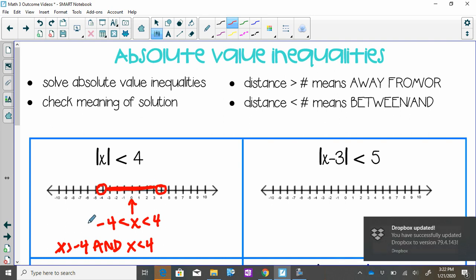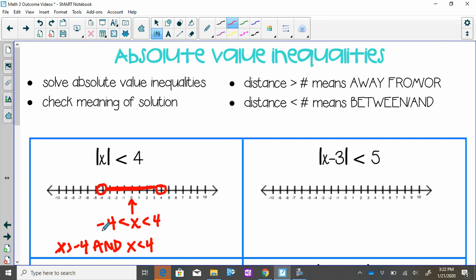So you can write the inequality as a combined inequality, as you see here. Negative 4 is less than x is less than 4, or it can be written as two separate inequalities. x is greater than negative 4, and it's less than 4. As an interval, you're going to see negative 4, comma 4 in parentheses. Parentheses instead of hard brackets to indicate that it's not equal to it.